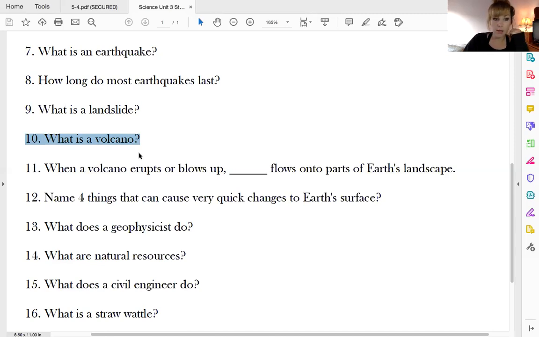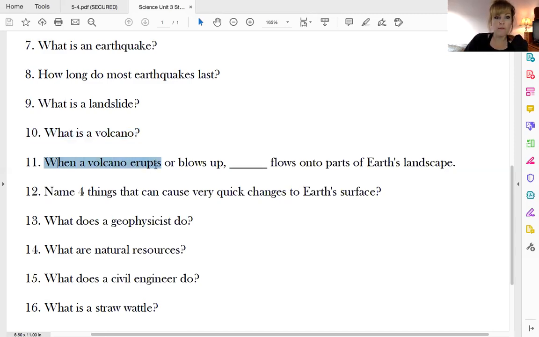Okay. Number 11, when volcanoes erupt or blow up, blank flows onto parts of Earth's landscape, okay? Magma is when it's inside the volcano, and when that magma comes out and hits the atmosphere or our oxygen, that's when it is considered lava. So when a volcano erupts or blows up, lava flows onto parts of Earth's landscape.